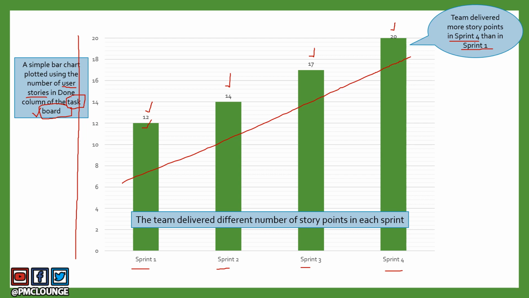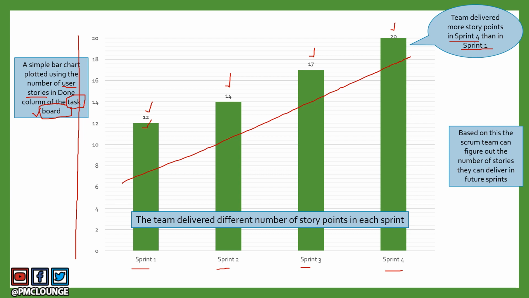Sprint 1 was the least number of story points they delivered, while come sprint 4 they were able to deliver the most number of story points.